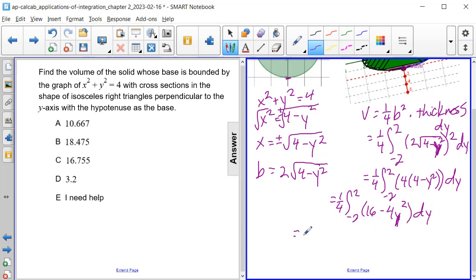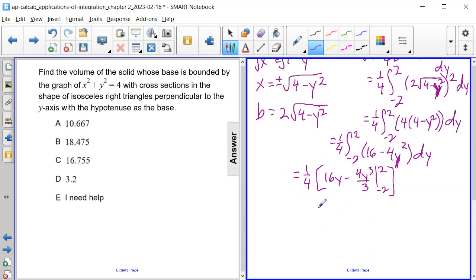And now we can integrate. So we have 1/4. We'll have 16y minus 4y to the third over 3. We're going to evaluate this from -2 to +2. So we're going to still have the 1/4 out in front. But then if we substitute 2 in here, we'll get 16 times 2, which is 32, minus 2 to the third is 8 times 4 is 32 over 3.